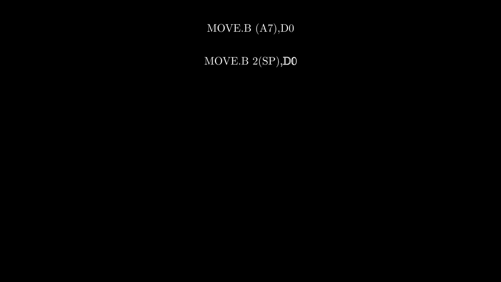You can access stack data without modifying the stack pointer. This copies the byte at the top of stack to D0 without changing A7. Using displacement addressing, we can access data at any position relative to the stack pointer. The most recent item is at SP, and earlier items are at positive offsets like SP plus 2.